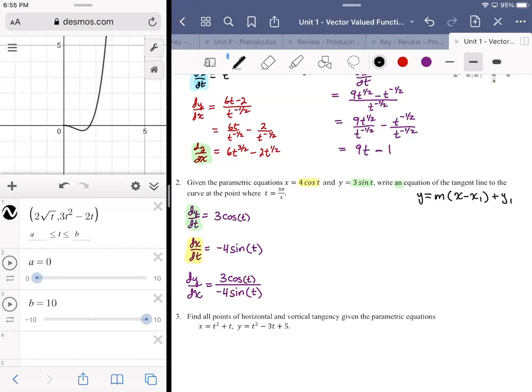So I need the slope and I need a point. Or I could say I need the point and the slope to make it consistent with the title, all right? So I need dy dx when t is equal to 3 pi over 4. I also need to know what x and y are at 3 pi over 4.